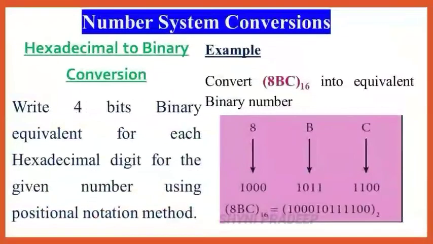And next, hexadecimal to binary conversion. Here write the 4-bit binary equivalent for each hexadecimal digit of the given number using the positional notation method. Okay. So see this example. Convert 8BC base 16 into the equivalent binary number. Write 8BC and write the 4-bit binary number for each digit. C means 1100, B means 1011, 8 means 1000. So group all the binary numbers, write the base 2, that is the answer.